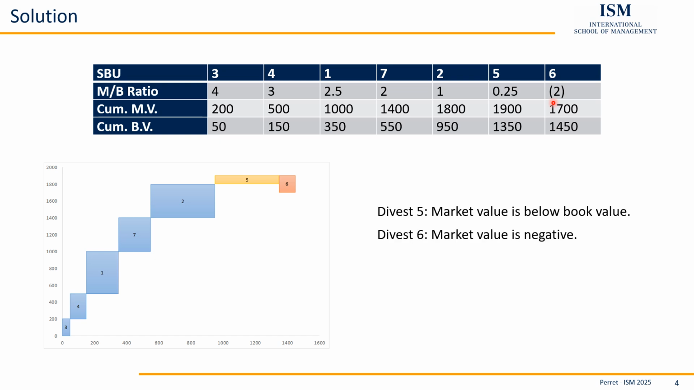So those are the two conclusions I can draw from this graph and from this analysis. I should divest in business unit 5 and 6. I should divest in 5 because market value is below book value. They're underperforming. I should divest in 6 because the market value is negative and it's only harming my overall company performance.